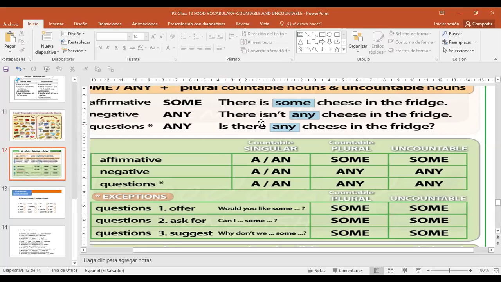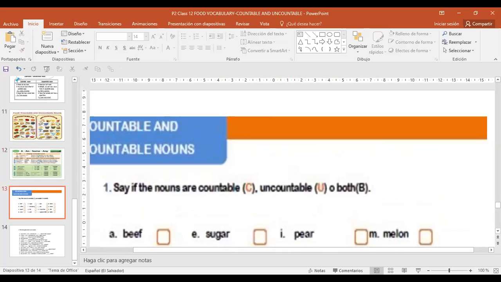For example, here, there isn't any cheese in the fridge. No hay nada de queso en el refrigerador. Aquí está como negativo, ¿verdad? Pero en pregunta, is there any cheese in the fridge? ¿Hay algo de queso en el refrigerador? ¿Ven? De ser ninguno, nada a algo, ¿verdad? Puede tomar ambas formas. Nada de o ninguno en los negativos y algo en positive or affirmative.